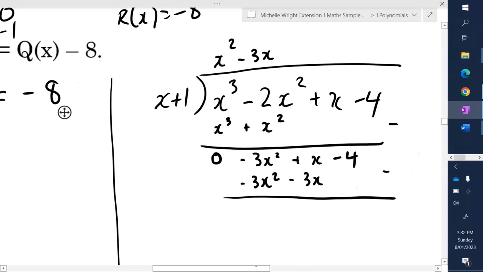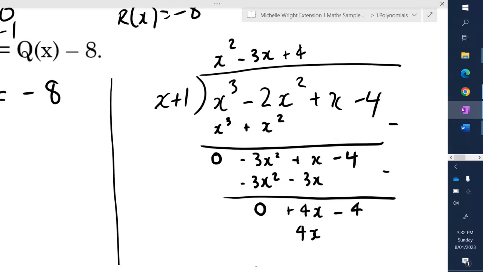Minus 3x squared minus minus 3x squared is minus 3x squared plus 3x squared. So yes, that goes to 0. I have x minus minus 3x, which is x plus 3x, which is 4x minus 4. Now we are going to multiply by, how many times does x go into 4x? It goes 4. 4 times x is 4x. 4 times 1 is 4, or positive 4, and we're going to do a subtraction there.